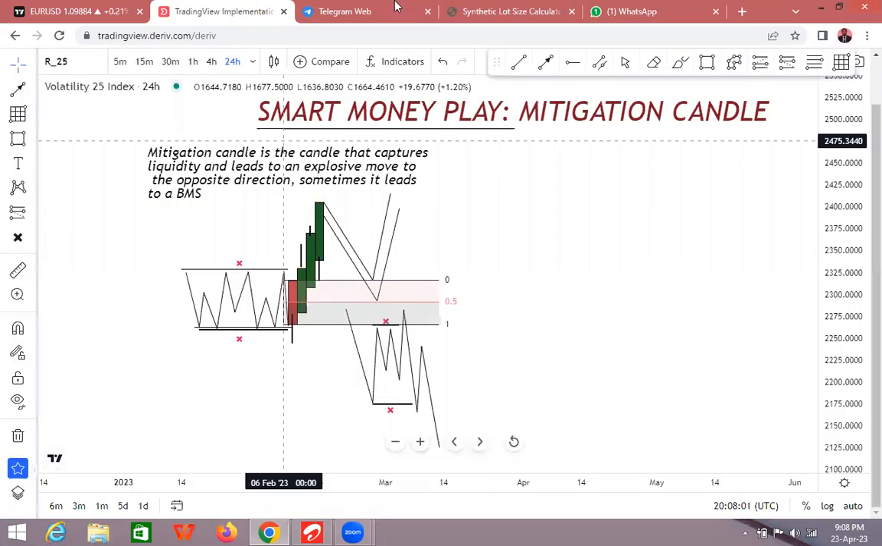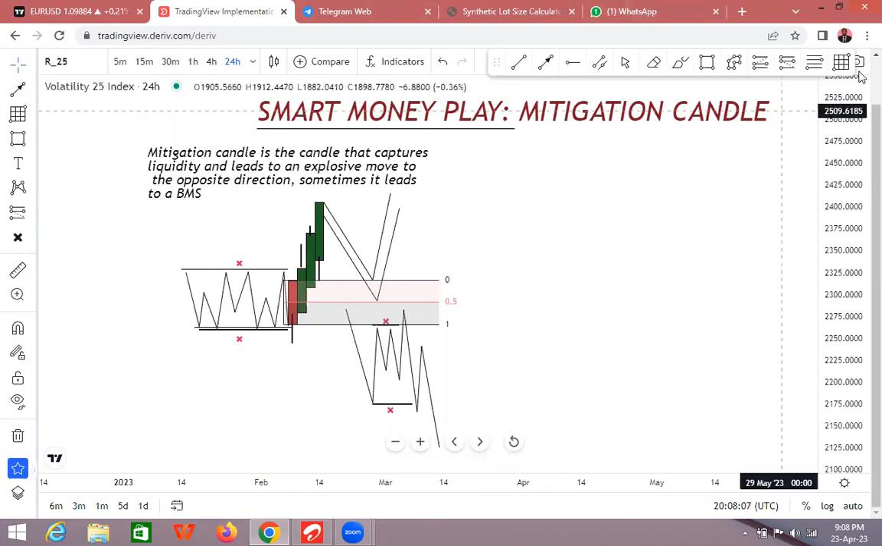So let's see if we can find another example. Would I want to remove this? Okay, let's see. Is this 25?